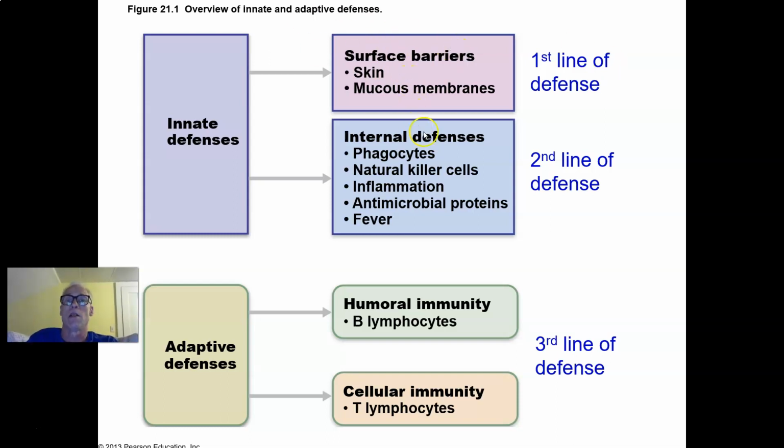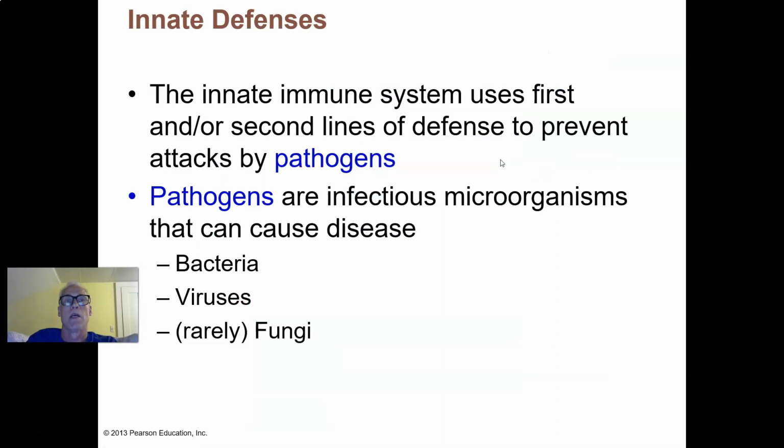If something goes wrong and a microorganism manages to escape through there, or there's a damaged surface barrier, then we need some things happening inside the body to help ward off infection. And we have a list of things here that we're going to entertain as we go through the internal defenses. So pathogens are infectious microorganisms that can cause disease. That's a definition of a pathogen.